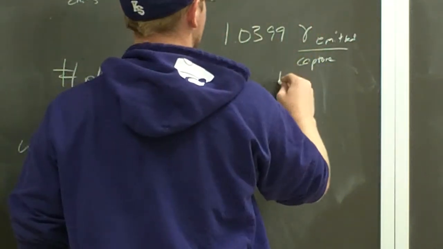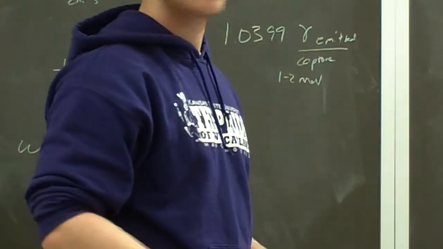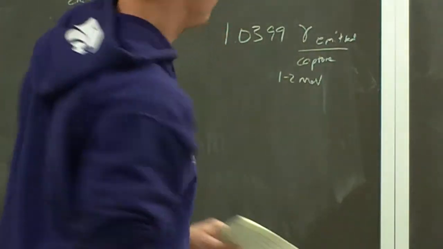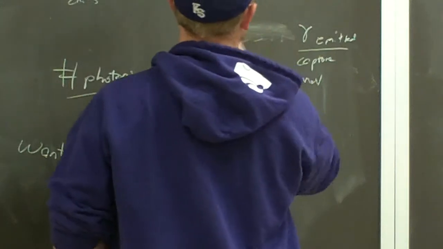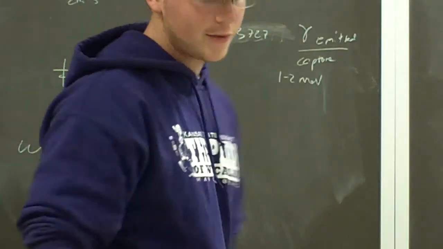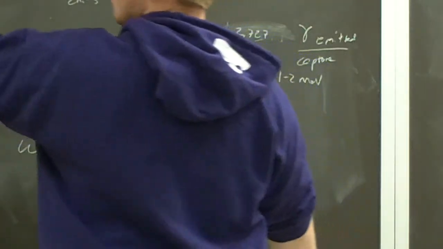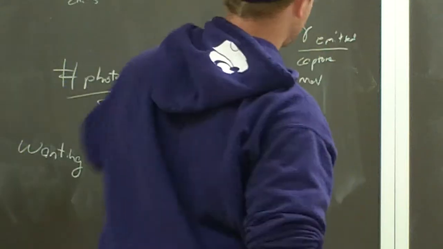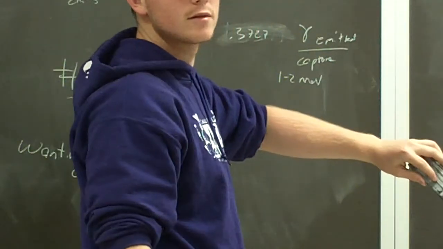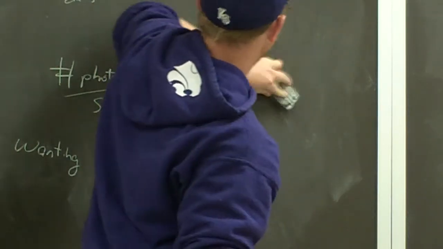And this is between... didn't we want 1 to 2? For sure. That's for 0 to 1. 1 to 2 is 0.3727. Yeah, there we go. Alright, so you multiply this by your capture rate and you get a number. That's it? Yeah. It's easy. Okay, thank you.